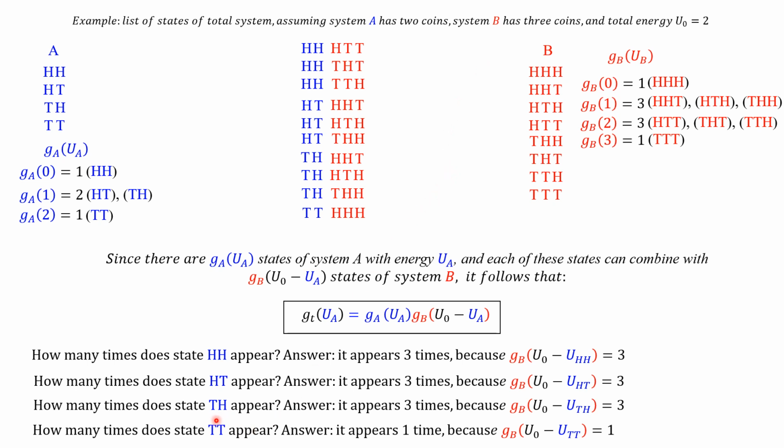And if we ask the question, how many times does state TH appear, the answer must be the same answer we obtained for the state HT because they have the same energy, so we have the same complementary energy. So also 1, so GB of 1 is 3. And if we ask about the state TT, it appears 1 time because we have only one state of system B having the complementary energy. The complementary energy now is 0 because the energy of the state TT is 2, so 2 minus 2 is 0, and GB of 0 is 1.